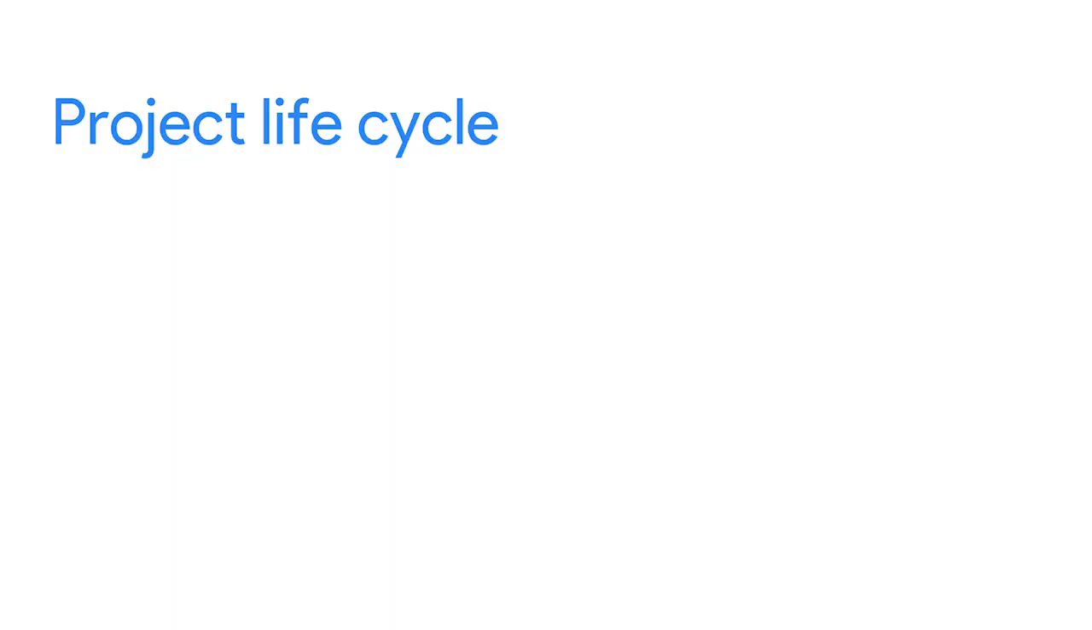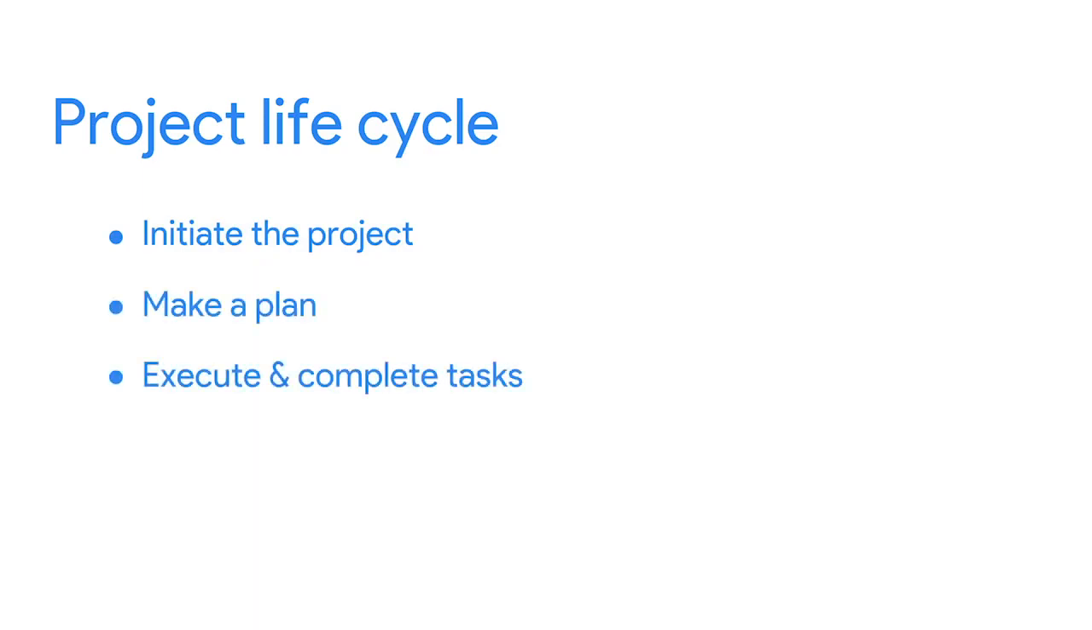Now that we've discussed the project lifecycle, we're going to explore some of the different tasks that match up with each lifecycle phase. But first, let's review the phases. The project lifecycle phases are initiate the project, make a plan, execute and complete tasks, and close out the project. Okay, great. Let's get back to the tasks that need to be accomplished during each phase.